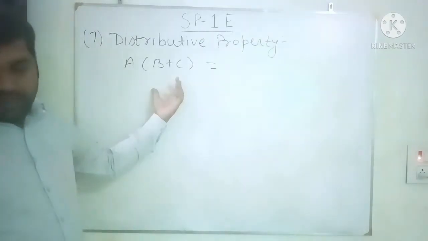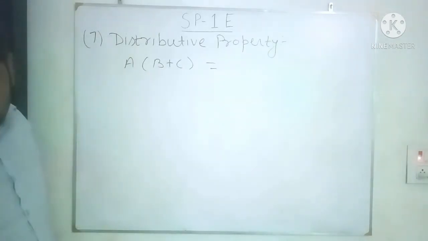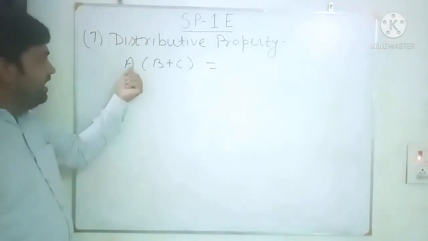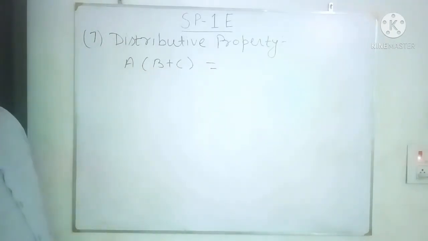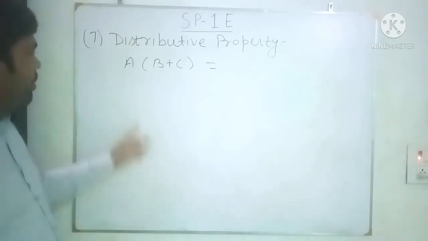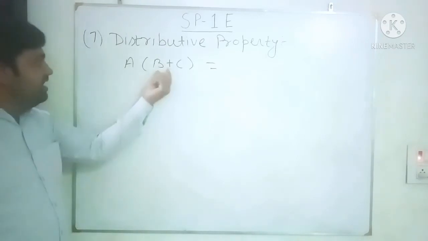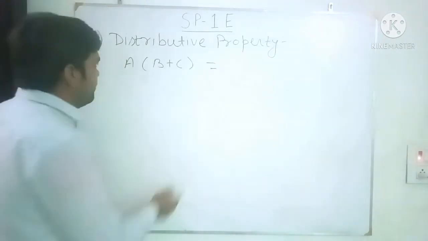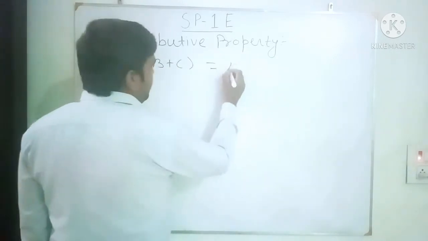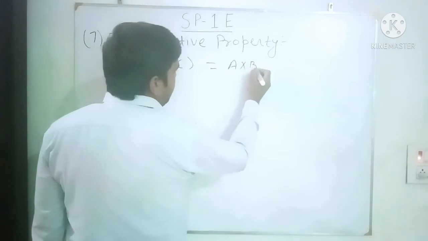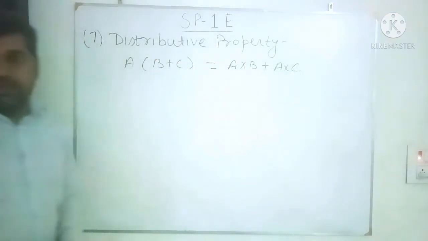It means the product of a number with the sum of any two numbers is equal to the sum of the product of each number with the multiplier. So here, the sum of the product of each number, that is b and c, with the multiplier a. So a multiply b plus a multiply c.